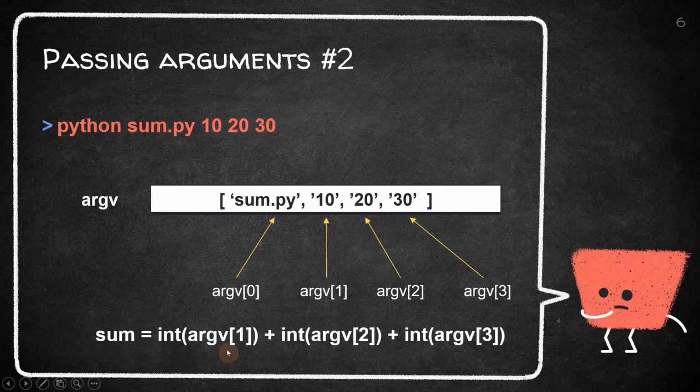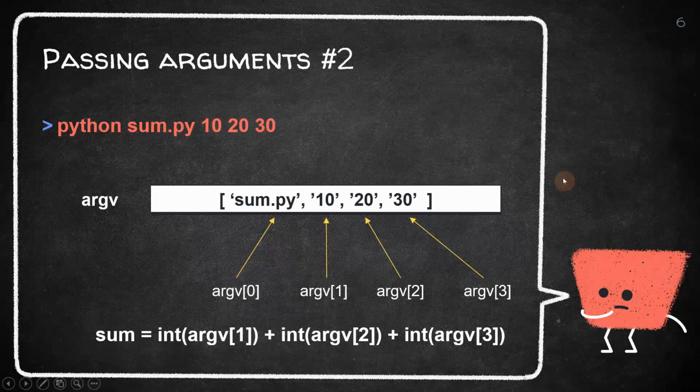That's why I am using argv of 1. After that, I am converting that argv of 1 into an integer. Then this part returns integer 10, plus I am accessing argv of 2. Argv of 2 gives us the second argument that is passed, which is string 20. That is converted to an integer by using this int function. Plus here I will get integer 30 because of this. In that way we can convert these strings into integers and then perform some computation on those integers.